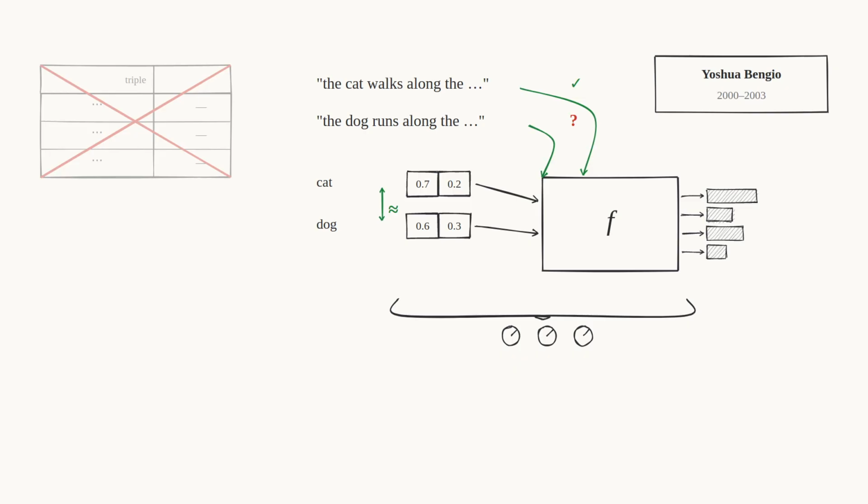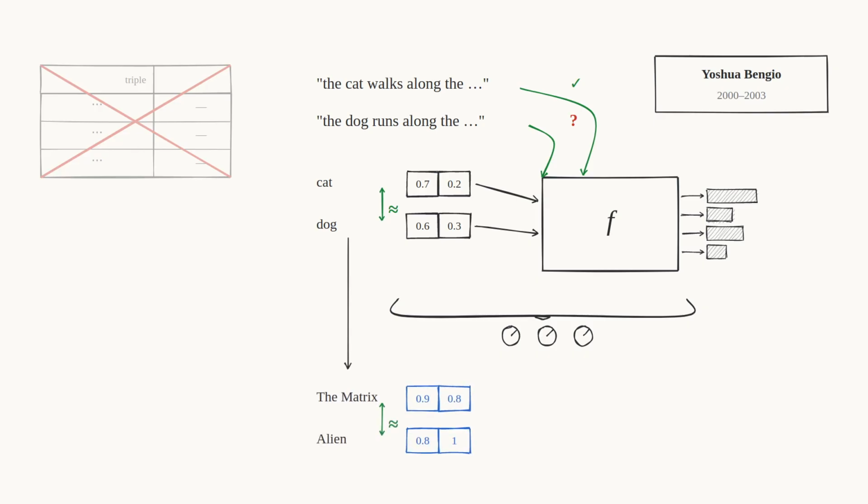Here's the intuition. If the vectors for cat and dog come out similar, and we'll see later why training makes them similar all on its own, then a function trained on "the cat walks on" will give a sensible continuation for "the dog runs on", a phrase it has never seen. The experience transfers through the similarity of the vectors.